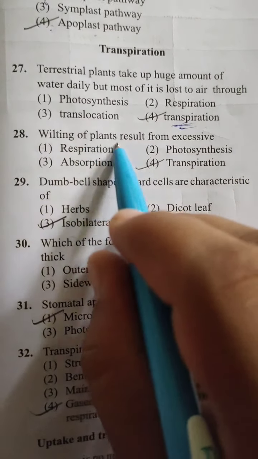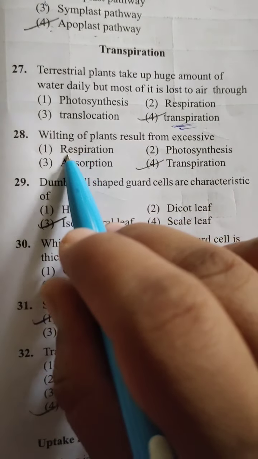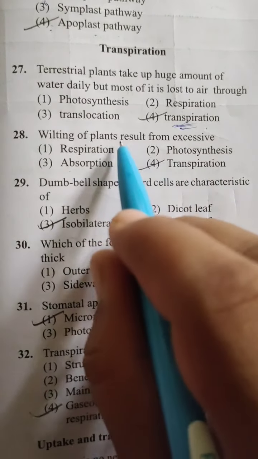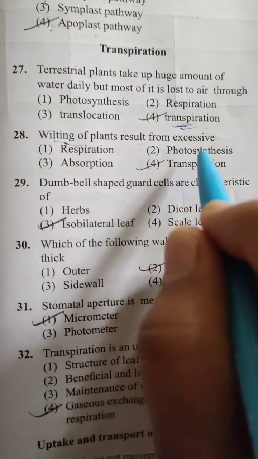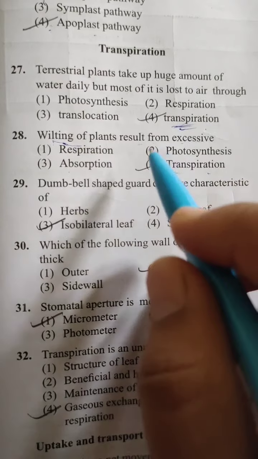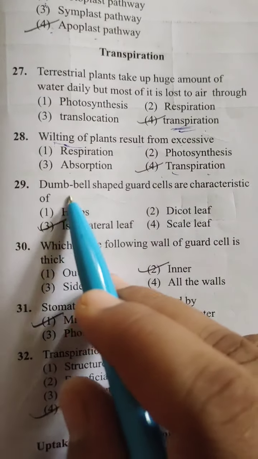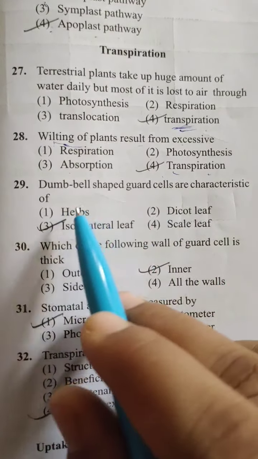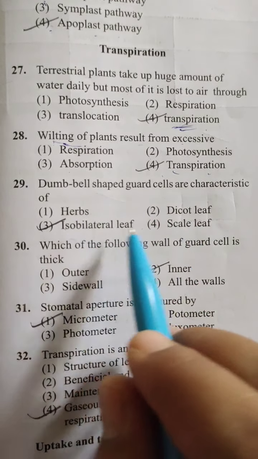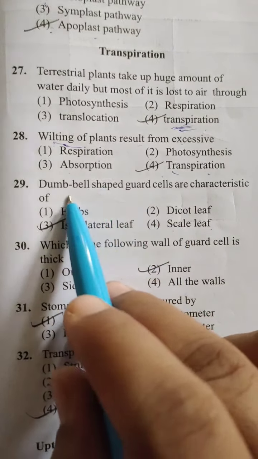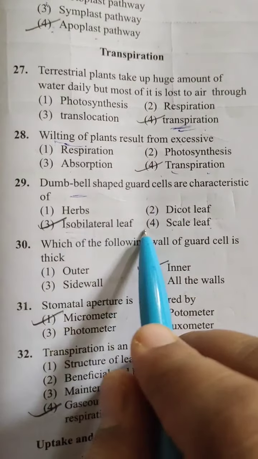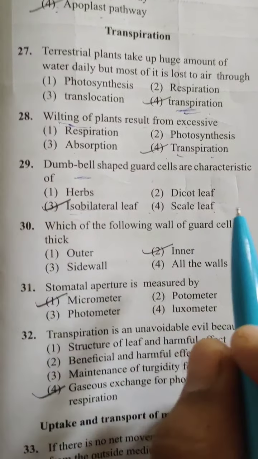Next, wilting of plants results from excessive. Option 1, respiration; 2, photosynthesis; 3, absorption; 4, transpiration. So wilting of plants occurs from excessive transpiration, from the excessive loss of water. So option 4. Next, dumbbell shaped guard cells are characteristic of options 1, herbs; 2, dicot leaf; 3, isobilateral leaf; 4, scaly leaves. Dumbbell shape is present in monocots. Monocots have isobilateral leaves. So option 3.